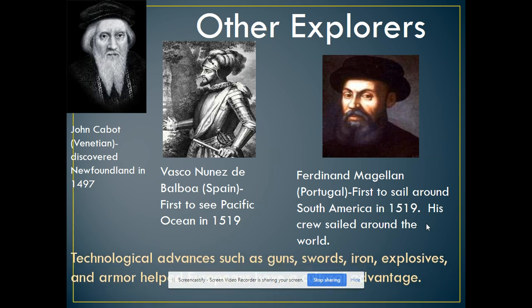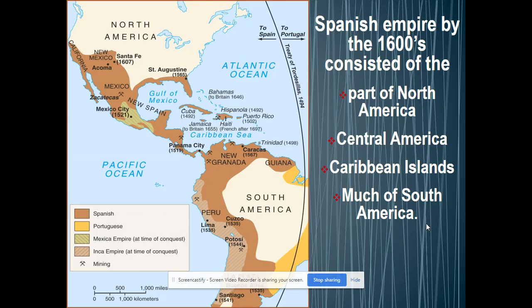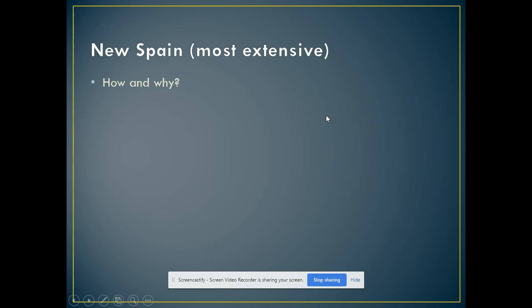He died. Also, one of the things that helps these explorers have advantages is they've got guns, steel swords, iron, explosives thanks to gunpowder. Not like throwing grenades, but you get the idea. Armor that helps them have a cultural and military advantage. Okay, so now, in the 1600s, look how far Spain's empire extended. Wow. It's pretty impressive.